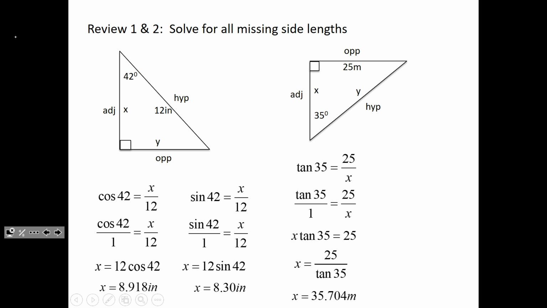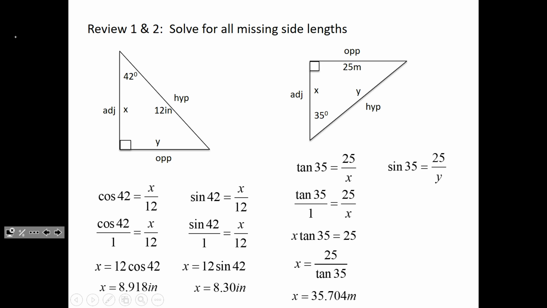Very good. All right, so we're still using that same angle. This time we're looking for the hypotenuse. Which trig identity do we want to use? Very good. So we have sine of our 35-degree angle equals opposite, which is 25, over the hypotenuse y, the one we're looking for.